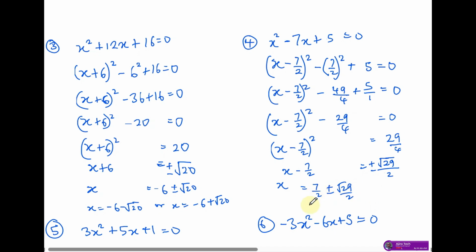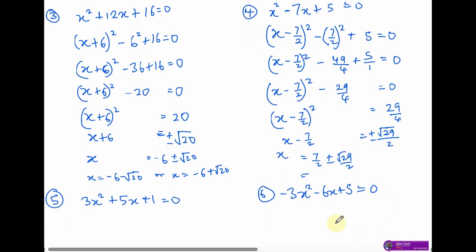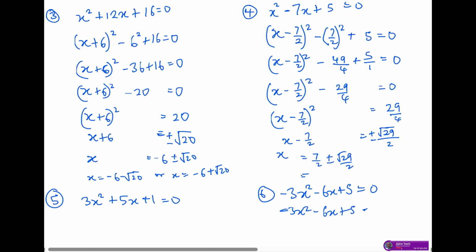Sorry, I have to move my question down a little bit. Minus 3x squared minus 6x plus 5 equal to... Okay, and this gives me 7 over 2 minus root 29 over 2, or 7 over 2 plus root 29 over 2. So now let's go on to number 5.